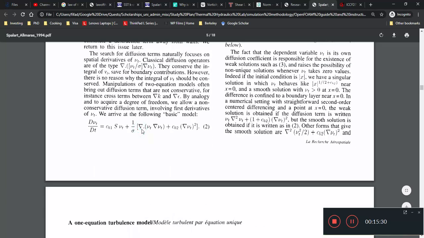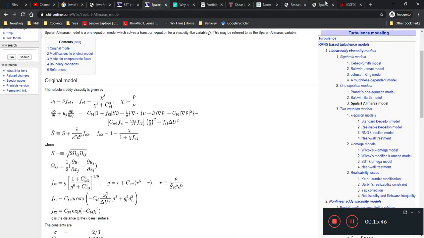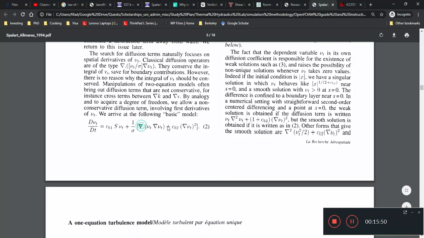So we have this nabla or del of nu t into del of nu t. Now this is a divergence of nu t times the del of nu t, which is the turbulence viscosity term. This is quite analogous to what we have here, the diffusion term here. But there is this extra term that pops up. This is CB2 nu t squared. Why does this thing come about?